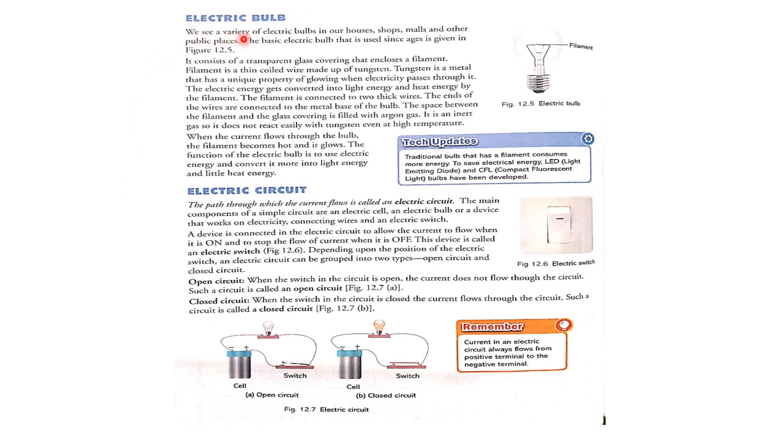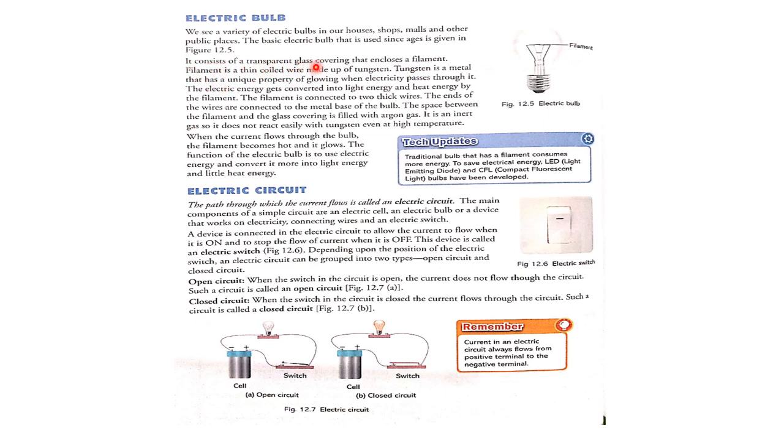Electric bulb. We see a variety of electric bulbs in our houses, shops, malls and other public places. The basic electric bulb that is used in homes is given in figure 12.5. So this is the electric bulb that we use in homes. And we also see different types of electric bulbs in our houses, shops, malls and other public places.